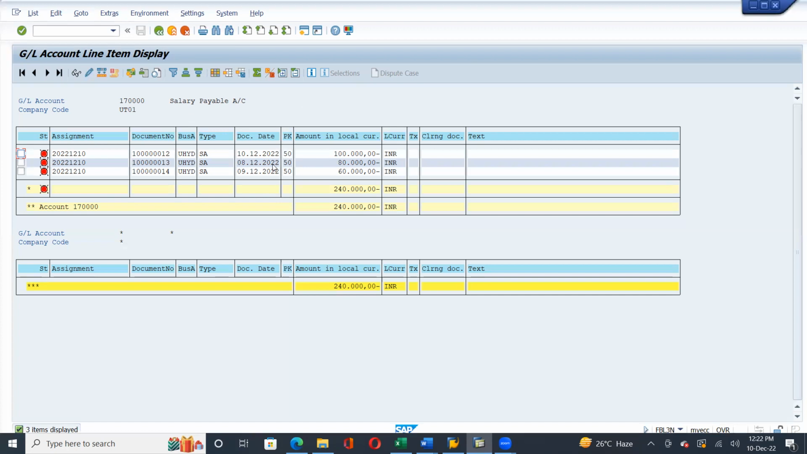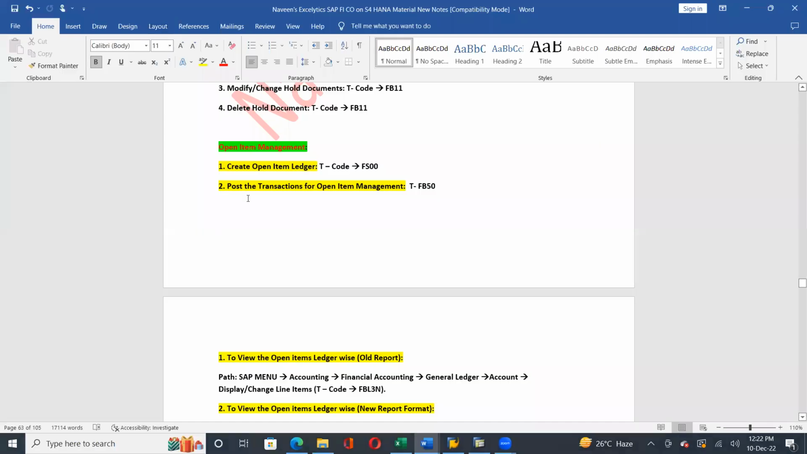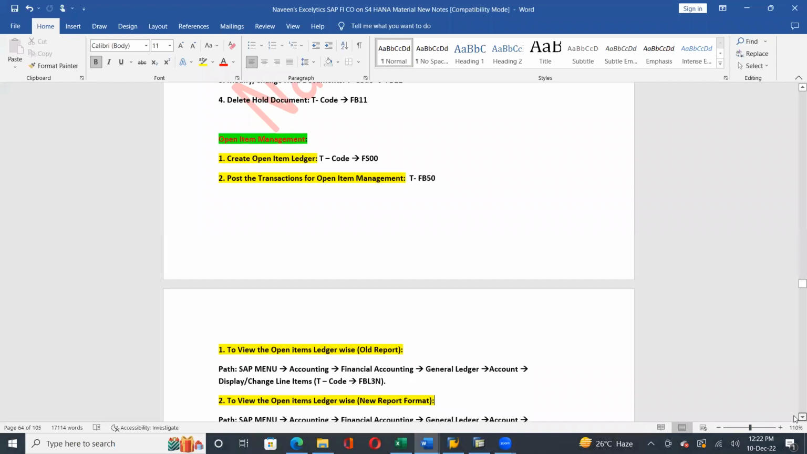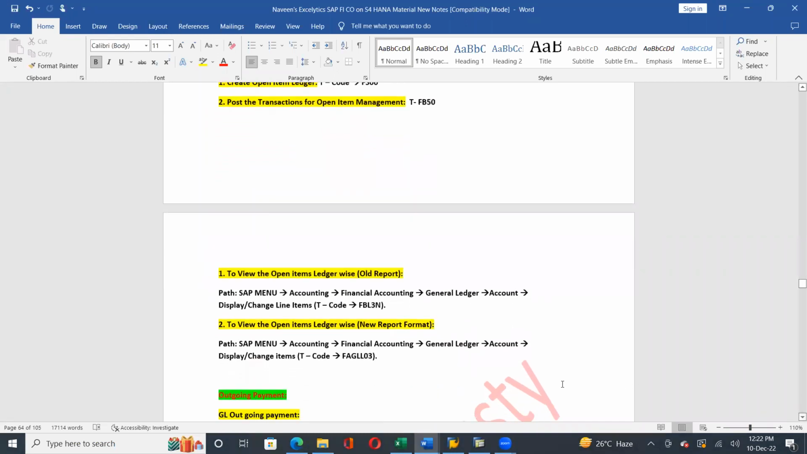To overcome this, SAP came up with a new report that I'll show you. You can write new report. It's a new report format. Path same as above till account. What do we need to write in the header? Same: to view open items in new reporting format. Path same as above till account.